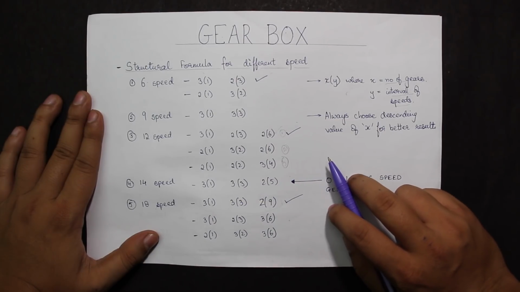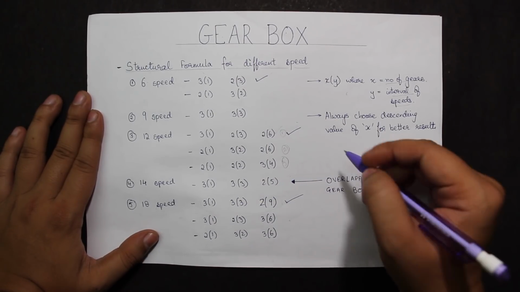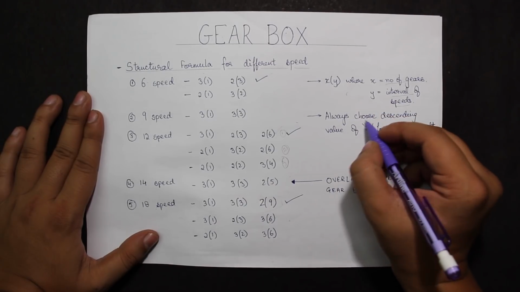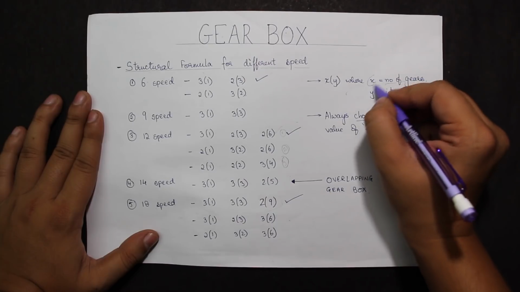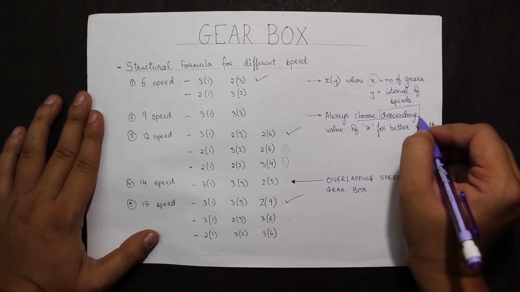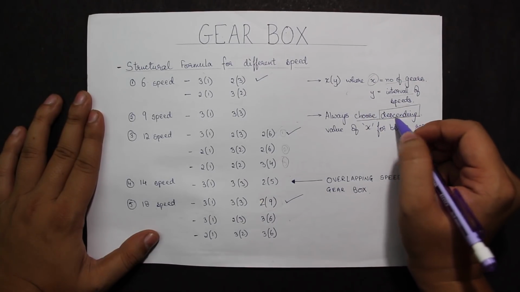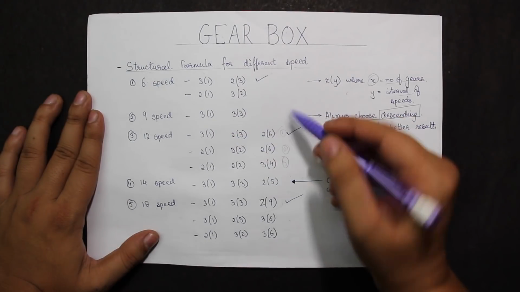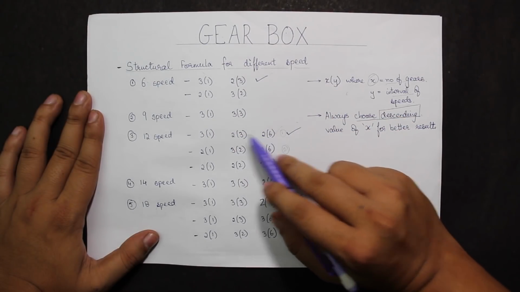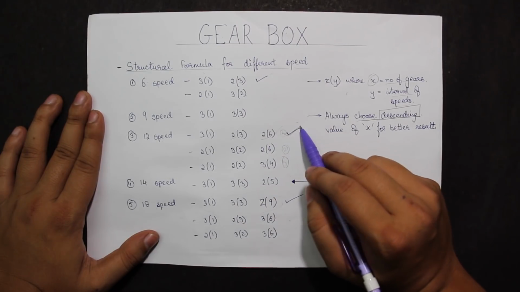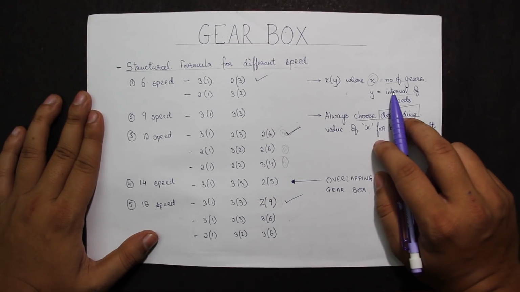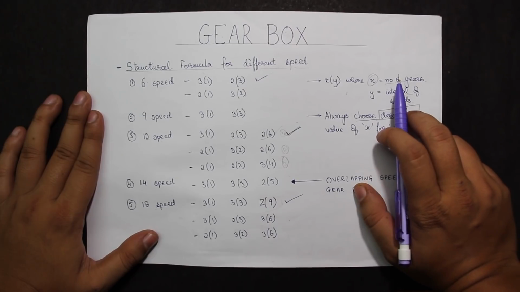So which one do we choose? According to the rules, the best efficiency that we'll get is when the value of X is in the descending order. So for instance, in the 12-speed gearbox, the value 322 is in the descending order. So I will be choosing this while designing the gearbox, unless it is specified in the question otherwise.